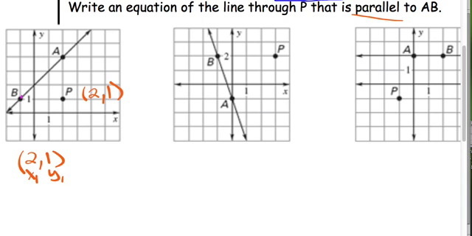I'm going to draw my stair step from B to A. It's going up to the right, so this should be a positive slope here. So it's going up 1, 2, 3, and over 1, 2, 3. So up 3 and over 3, this means the slope is 1. So my slope that I need is 1.